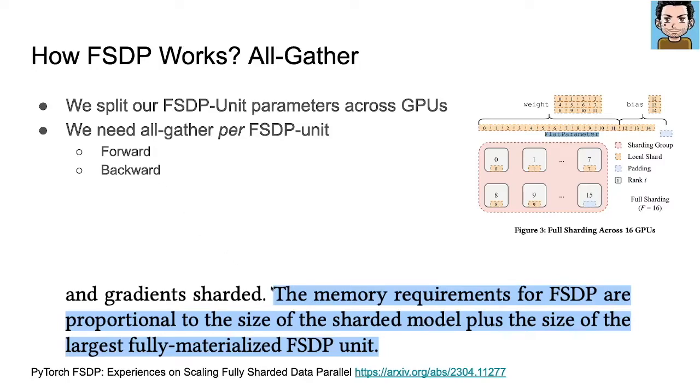Another way to put this: the memory requirements for FSDP are proportional to the size of the sharded model. The sharded model basically means that after sharding, every GPU will keep a certain part of the model, plus the size of the largest fully materialized FSDP unit. The largest fully materialized FSDP unit means the size after gathering that FSDP unit across GPUs.